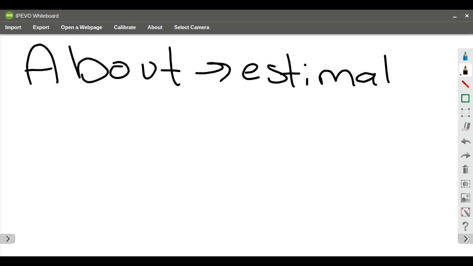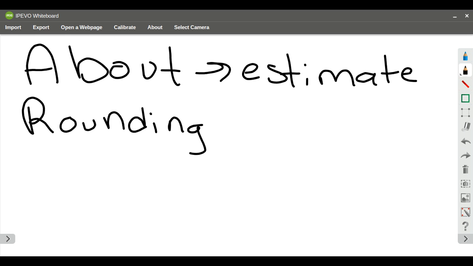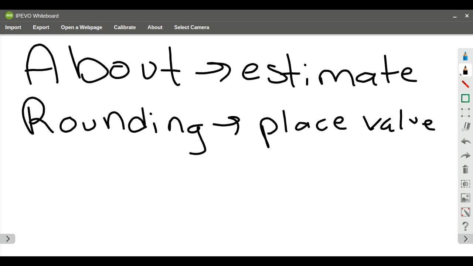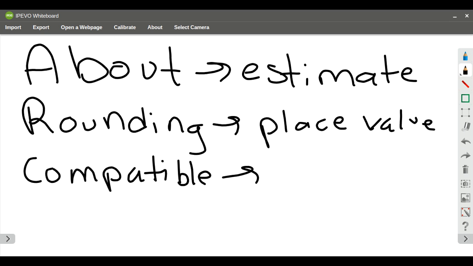And when we estimate, we're really looking at two different strategies. The first strategy that we're looking at is rounding. And rounding is where I'm going to take both values and I'm going to round to a place value, whether it's the whole numbers or the nearest 10. But when I do rounding, I'm rounding to a place value. Whereas compatible numbers, we're looking at values that are near the original number.